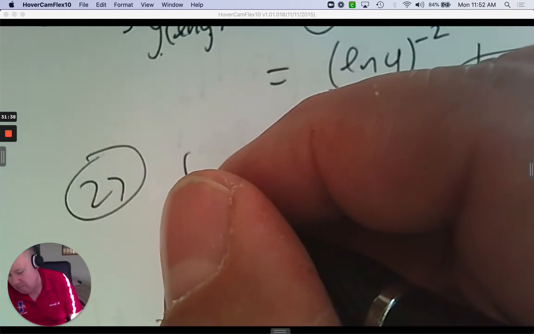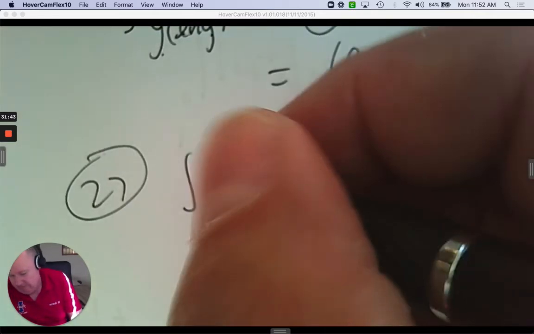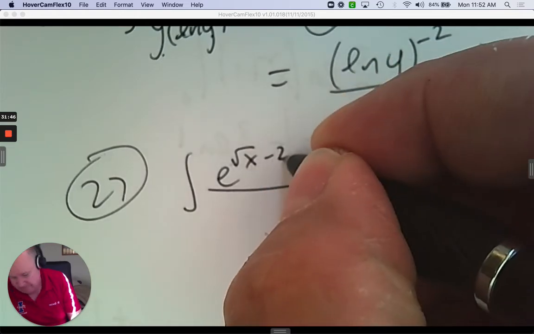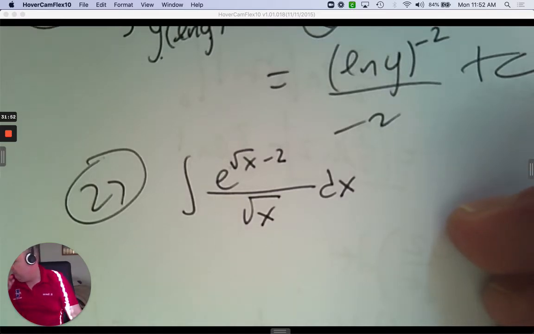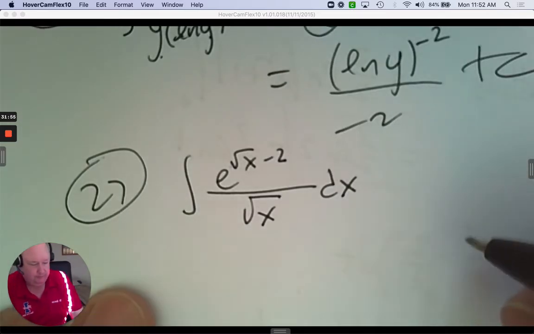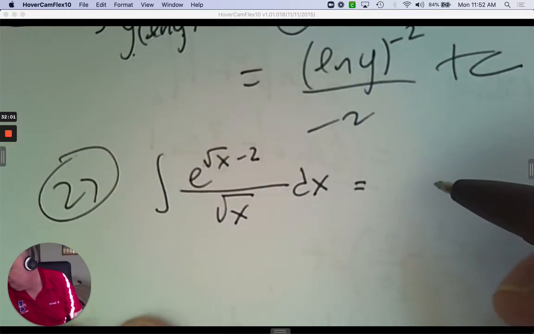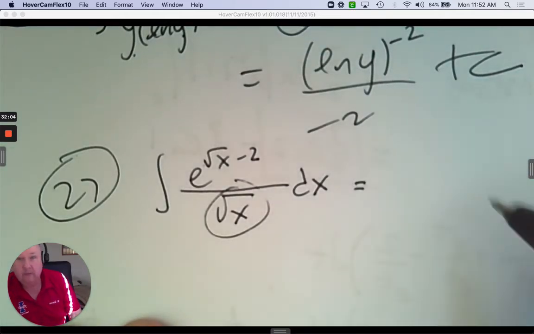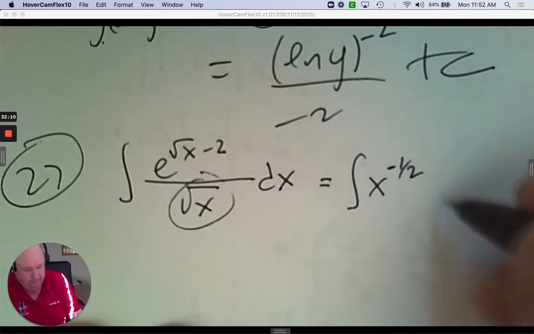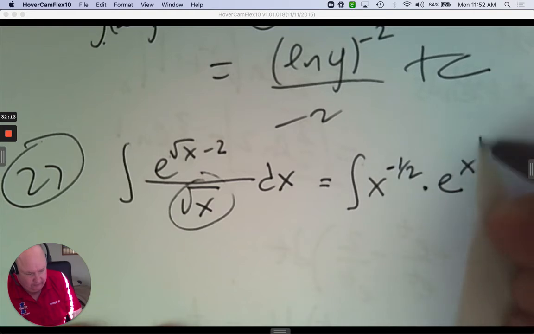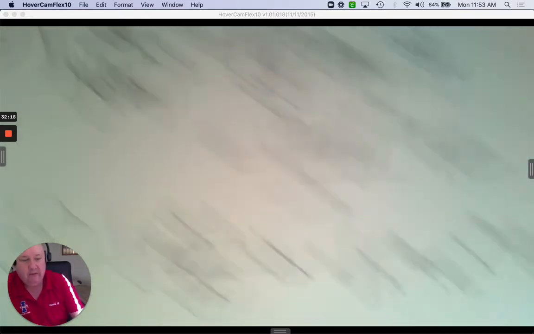Again, I have e to the exponent root x subtract 2 over root x dx. So for 27, let's see what we can do. So this is really x to the negative 1/2 without a fraction. And then we have e to x to the positive 1/2 subtract 2, all in the exponent. So that's what it looks like if you make it calculus friendly.